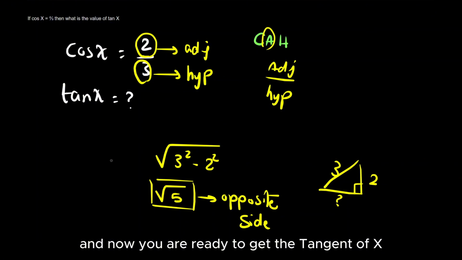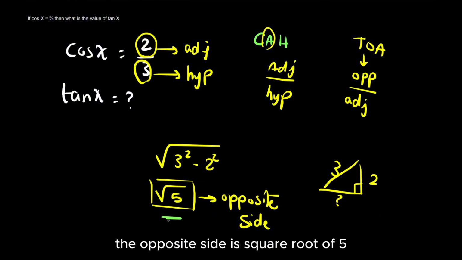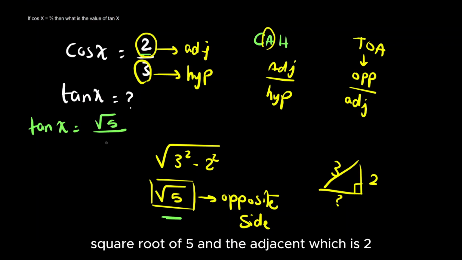And now you are ready to get the tangent of x by using the TOA, which is opposite over adjacent. The opposite side is square root of 5 and the adjacent side is 2. So tangent of x equals the opposite side, square root of 5, over the adjacent, which is 2.